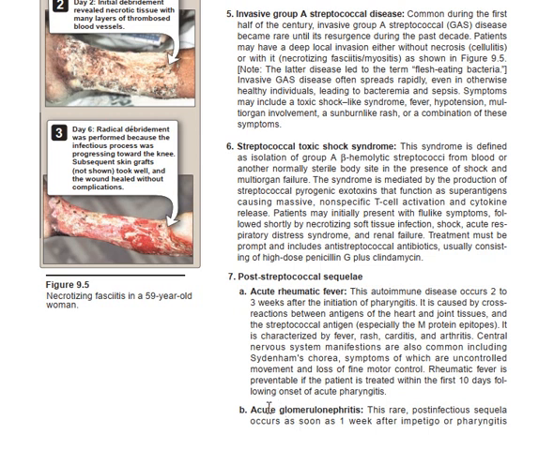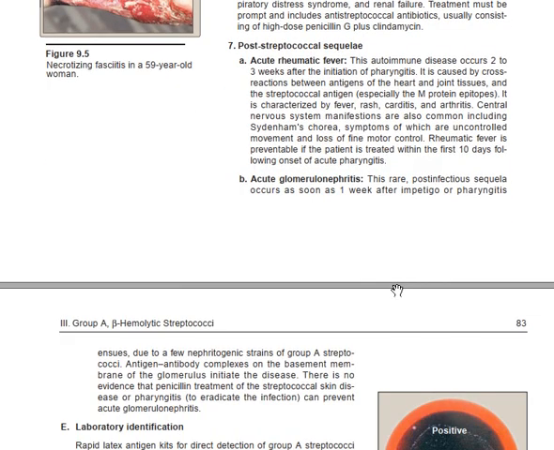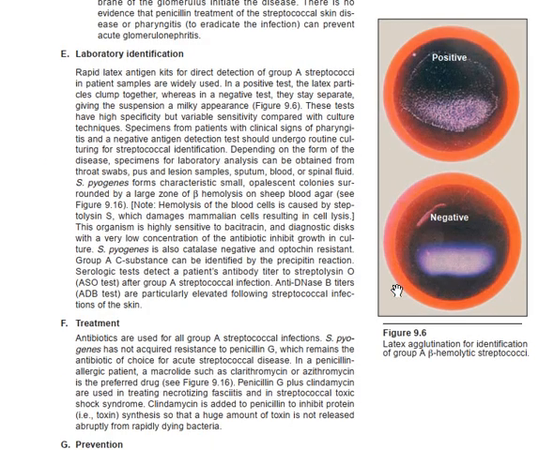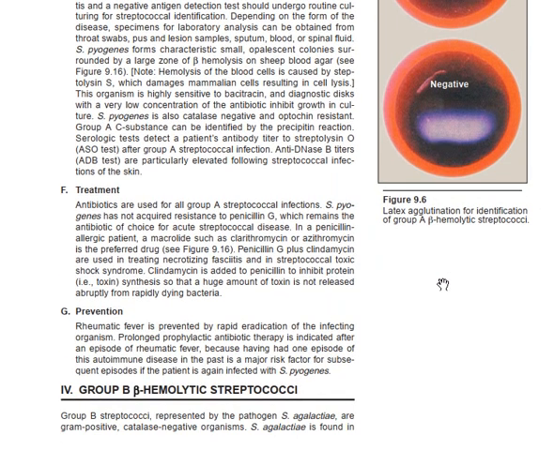Now, the next one is acute glomerulonephritis, which usually occurs after impetigo or pharyngitis, but this one is usually after an infection of pharyngitis. Now, the next one is laboratory identification of Streptococci. You have latex agglutination for identification of group A beta hemolytic Streptococci. In positive you have this image, while in negative you have this image.